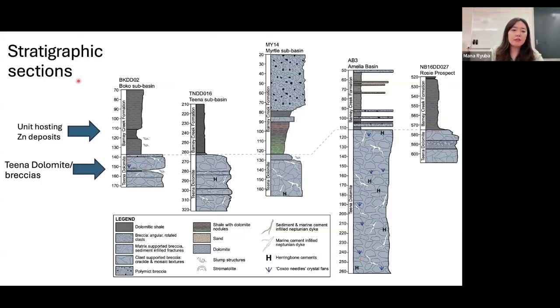So we started off wanting to find out where these breccias occur within the Teena Dolomite. These are some stratigraphic sections that I put together of the different drill cores. This is the Teena Dolomite, and above is the Barney Creek Formation. What was interesting was that these breccias seem to be appearing at the same stratigraphic position across different drill cores. This suggests that this is a stratigraphically constrained event, happening right at the topmost section of the Teena Dolomite.